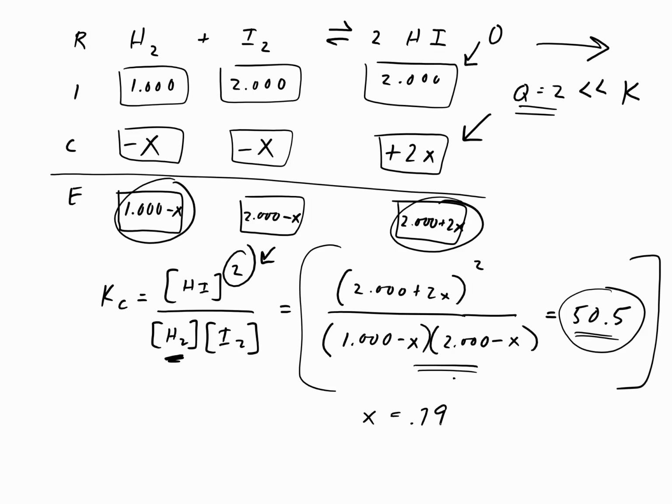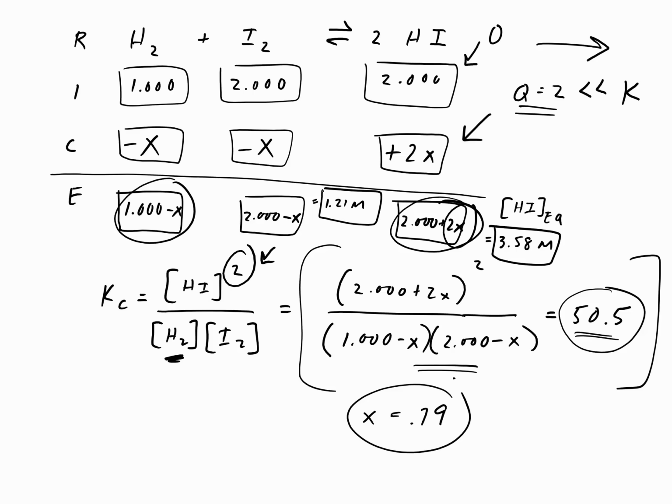The other way to do this is, so it says what are the equilibrium values. So you could plug this back in for x and then solve for HI at equilibrium. Okay, and now that we know what x is, I know that HI is going to be 3.58 molar. I2 will be 1.21 molar, and H2 is going to be equal to 0.21 molar.